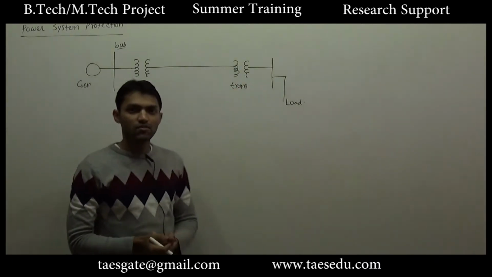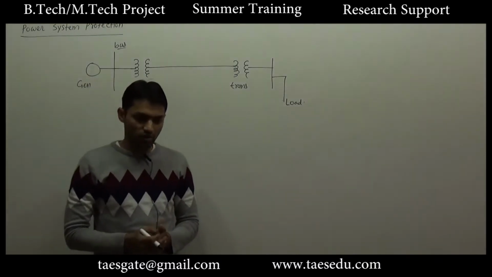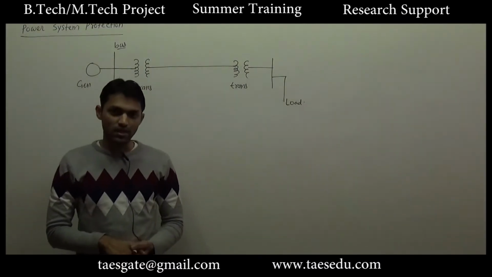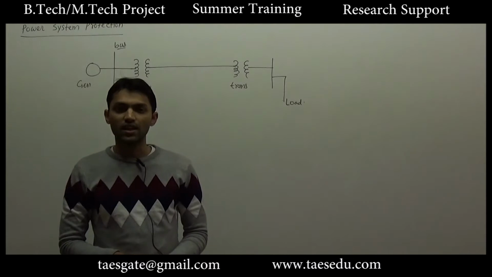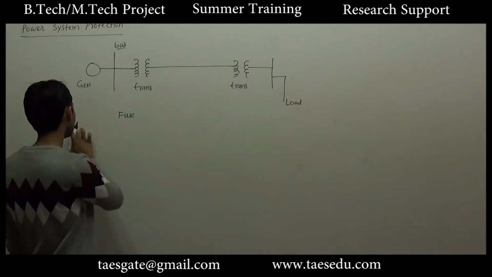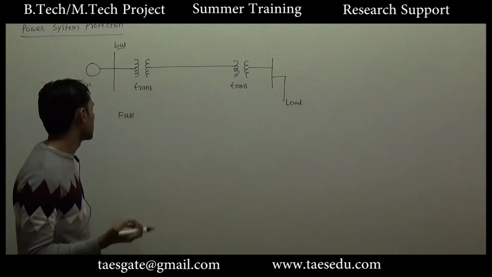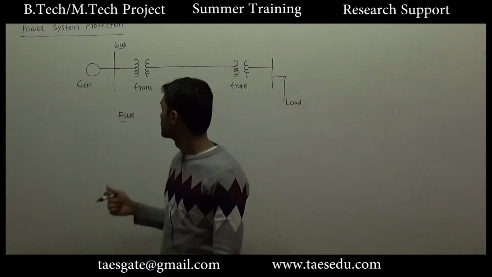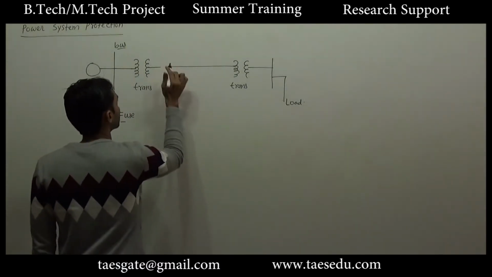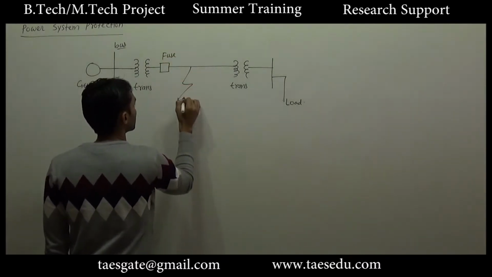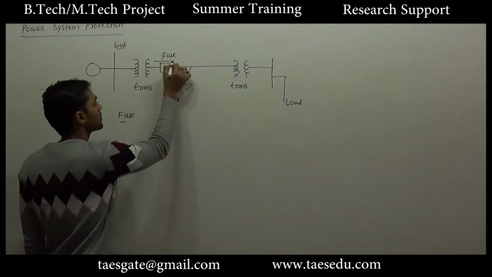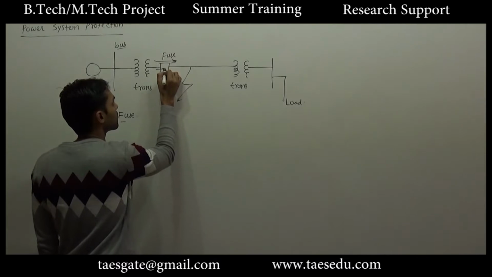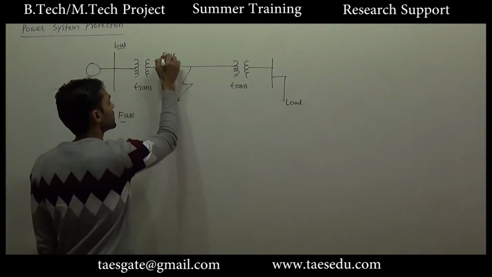So how can we provide protection for these equipments? One way of providing protection is the use of fuses. The appliances in our house are protected with the help of a fuse. But there are certain disadvantages in the case of a fuse. Let's say here we have a fuse, and a fault has occurred here. So due to the high value of current, how will the fuse operate? Due to the high current in the wire of the fuse, this wire melts and gets disconnected.